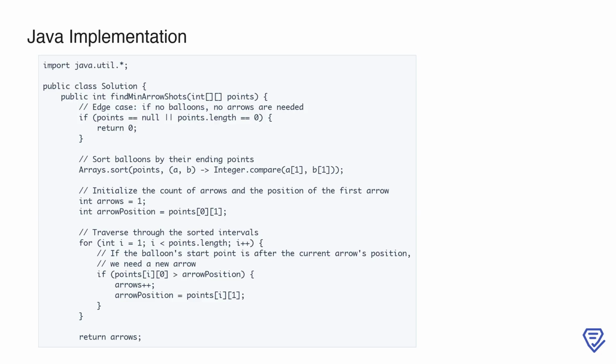Here, we start by importing the necessary packages and defining our solution class. The key method here is findMinArrowShots, which takes a 2D array points representing the intervals of balloons.